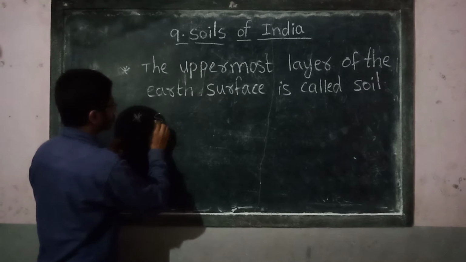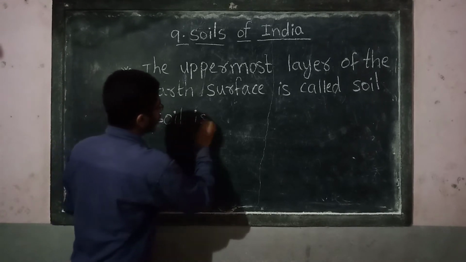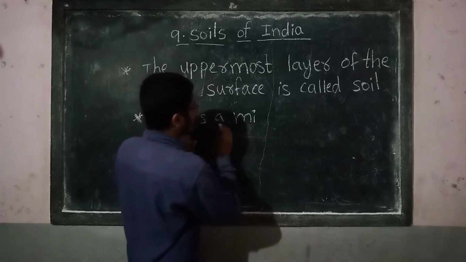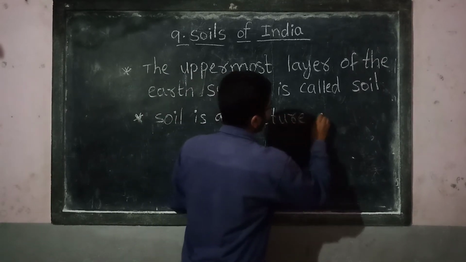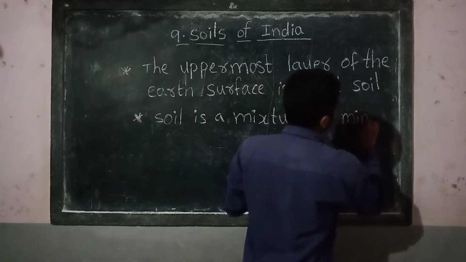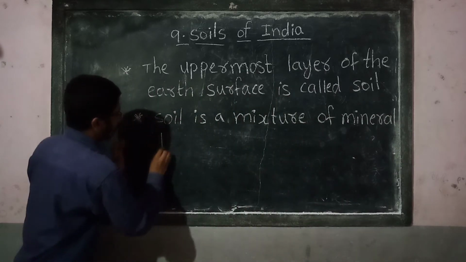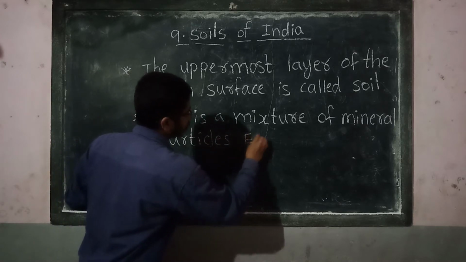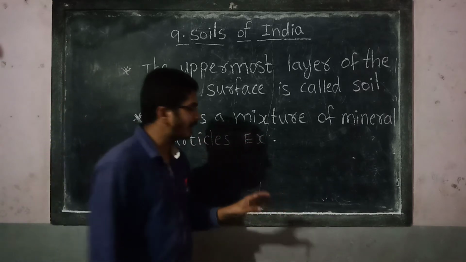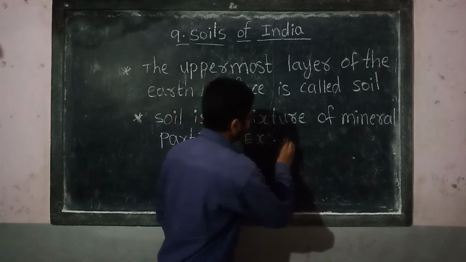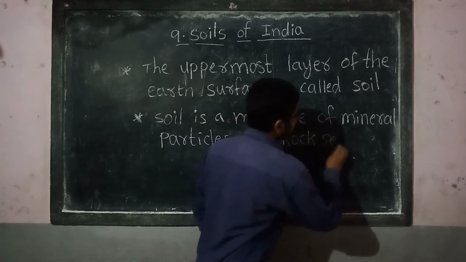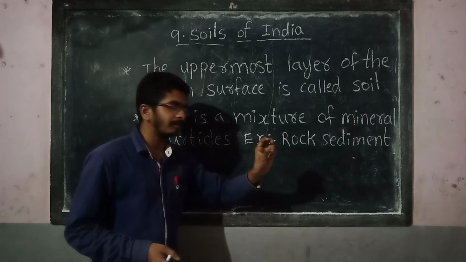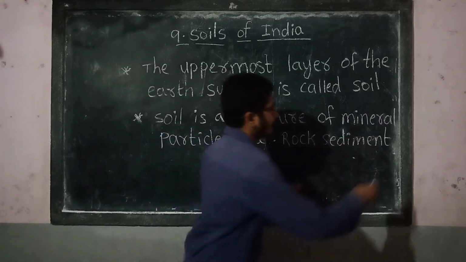Soil is a mixture, it is mixed with many particles. Soil is a mixture of mineral particles, meaning small particles. So what are those mineral particles found in the soil? They are rock sediments. As I said, rock sediments means rock pieces, the broken rock pieces. The rock which got broken and became pieces is called rock sediments.